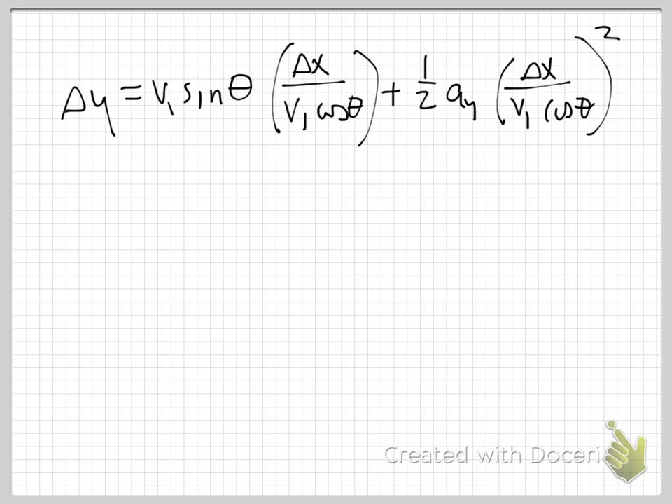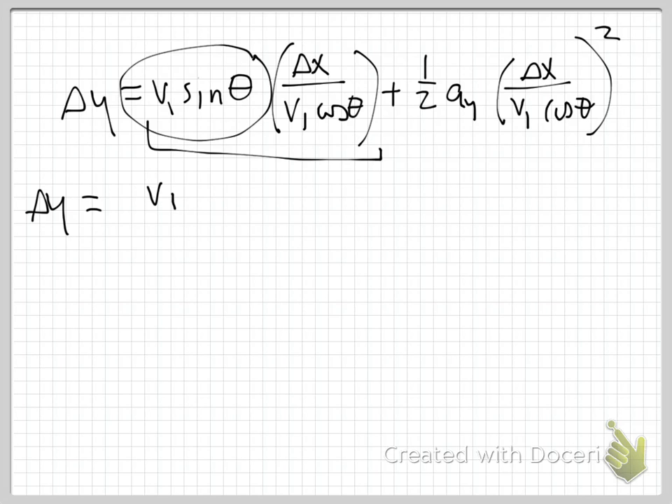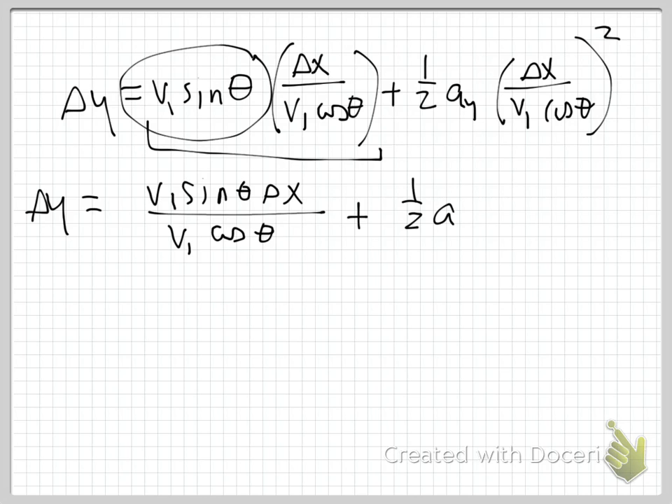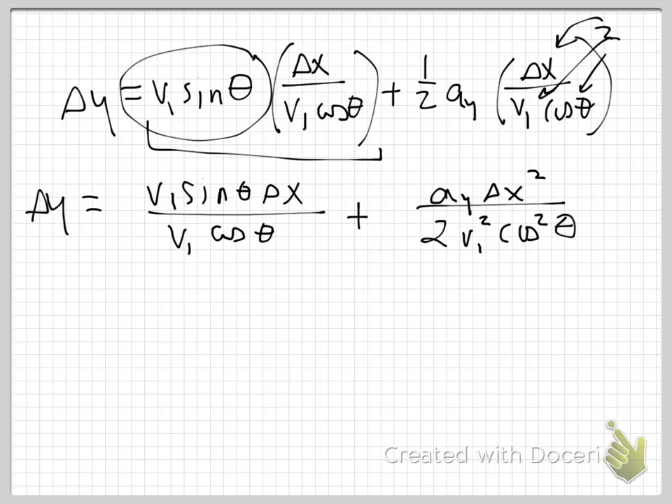Okay, so trig identities really help you here because you can get rid of the fraction here. So the first thing we do is distribute this across what's in the parentheses, and we end up with vi sine theta delta x over vi cosine theta, and now it's plus 1/2. Well, actually, we can distribute across here too. So we end up with a on the y times delta x squared, because we're distributing the exponent too, over 2 vi squared cosine squared theta. So we now have two fractions to deal with, but we're going to be able to get rid of one of them using trig identities.